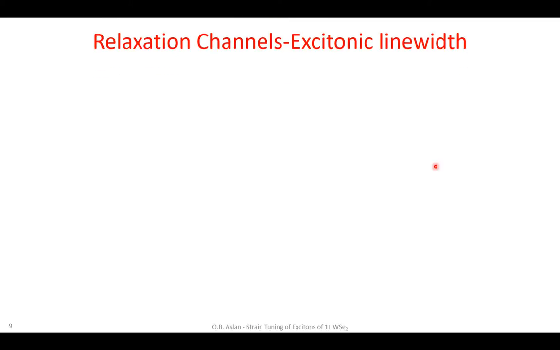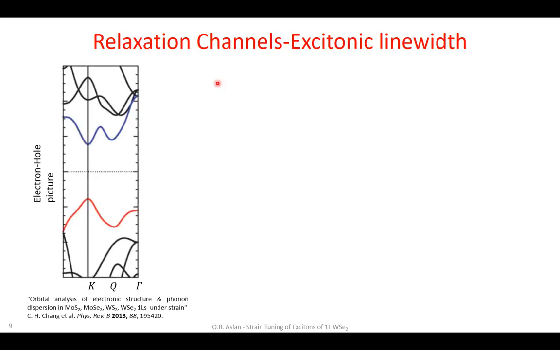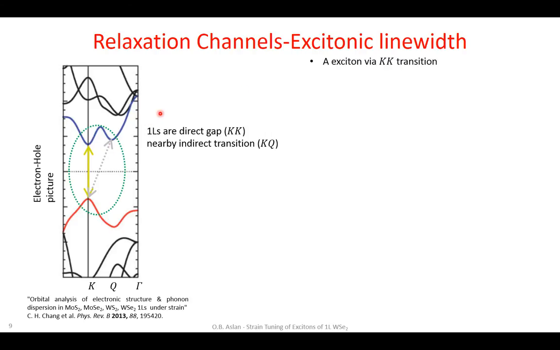Okay, so this is a little confusing, and we need to understand first how the excitonic line width happens. Why do we have a line width at all? Then we can understand the strain dependencies better. Looking at the band structure of these TMDCs, we first see that there's a direct gap at the K point, and there's a nearby indirect gap, which is the KQ state. So KK versus KQ. And let's remember that the A exciton is a KK transition.